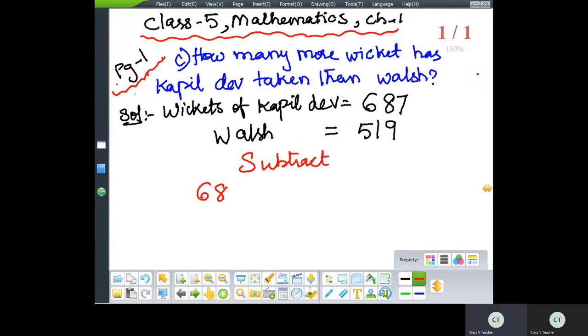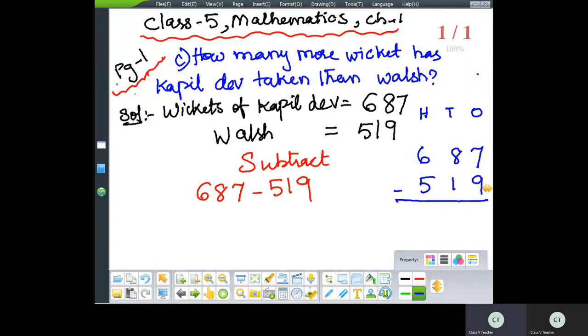So 687 minus 519. Firstly, 687 minus 519. Yes, written with the problem. Now let us do the subtraction part. Will 7 go in 9? No. So 7, do the borrowing. 7 will become 17. 8 minus 1 is 7. So 17 minus 9. So how much?